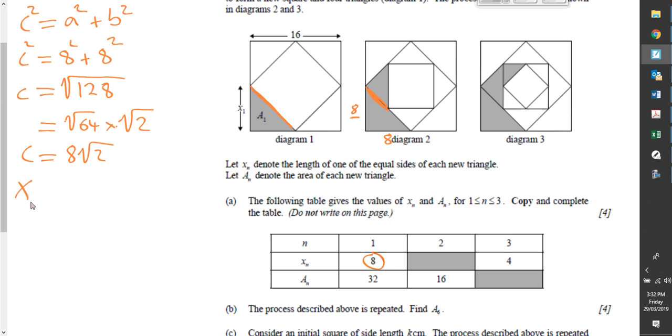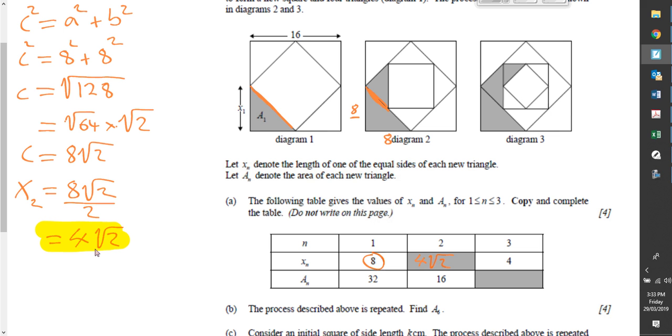So our x2 is going to be equal to 8 roots of 2 divided by 2. And if we simplify that, that's going to be 4 roots of 2. So the length of this is 4 roots of 2, and we can fit that in here. 4 roots of 2. Now you've been told to copy and complete. Do not write on this page, so you'll have to create your own table in the answer booklet. All right. Okay, so that's half of part A. Half of part A done.